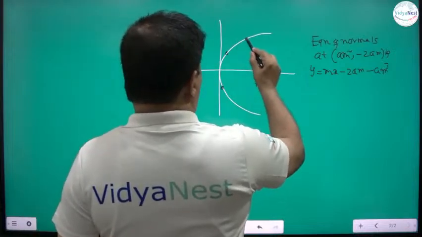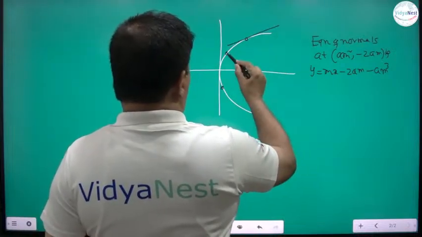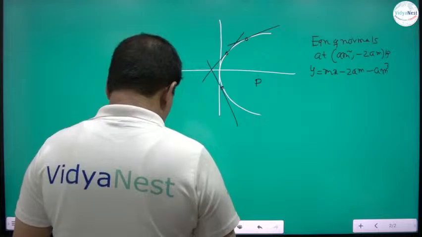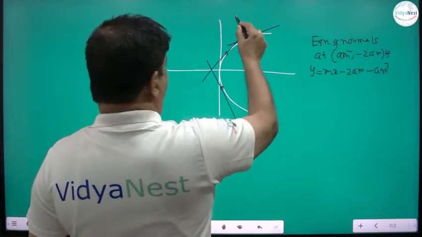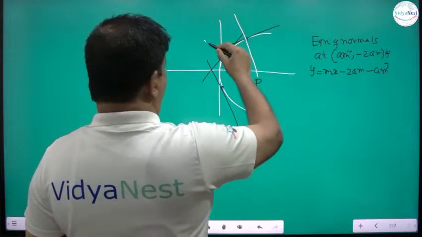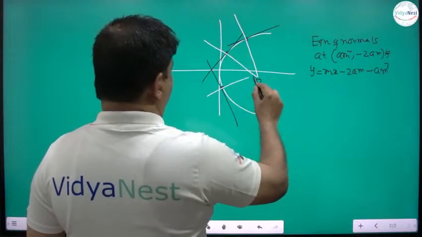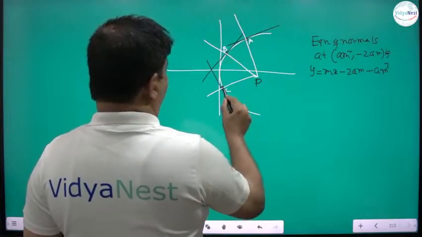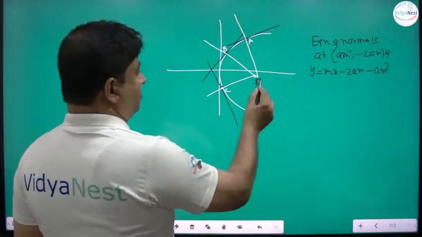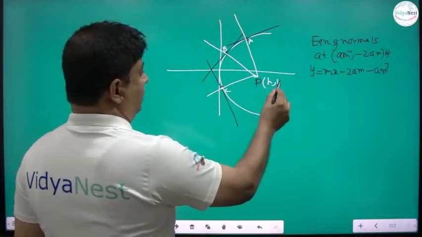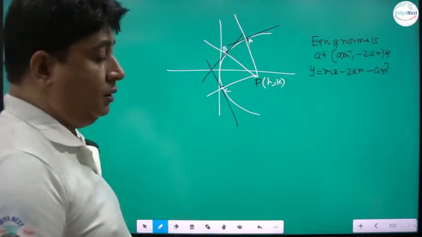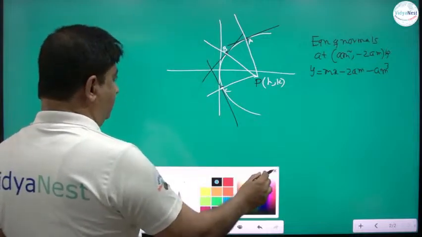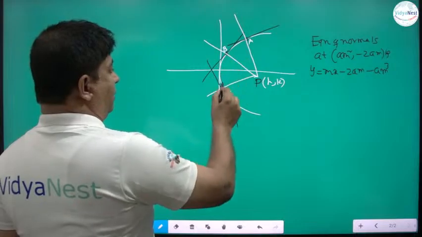Three normals means at each point there will be a tangent, and on each tangent there will be a normal. The three normals meet the curve at A, B, C. And this point from which three normals are drawn, I am letting be (h, k). These are the feet of the normals.